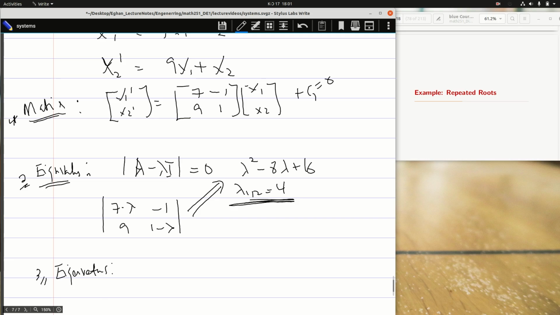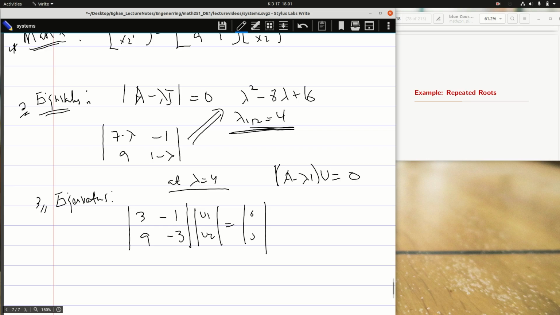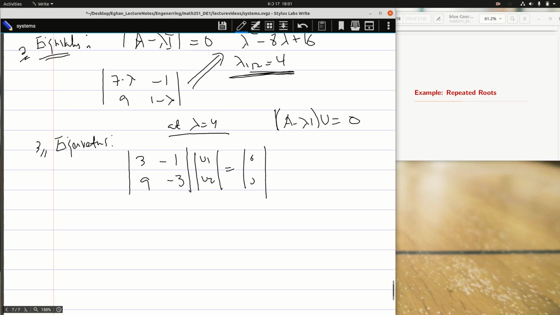The eigenvector is for when lambda is equal to 4. It means I'm going to have 7 minus 4, that is 3, negative 1, 9, 1 minus 4, that is negative 3, times v1, v2 equal to 0, 0. Don't forget, to find eigenvectors, we use A minus lambda I v is equal to 0. If I divide through by 3 for row 2, you see that it will be 3, negative 1, just as the first row.